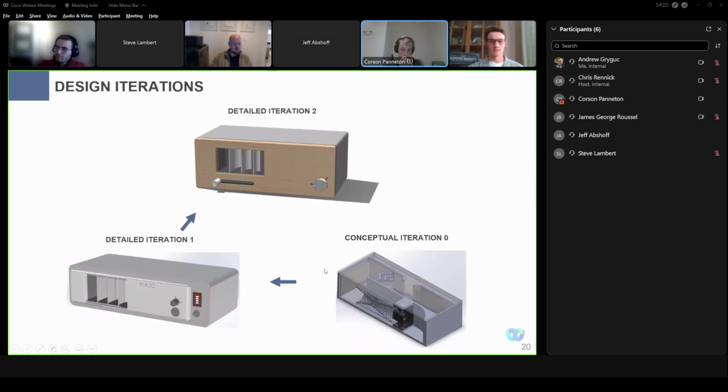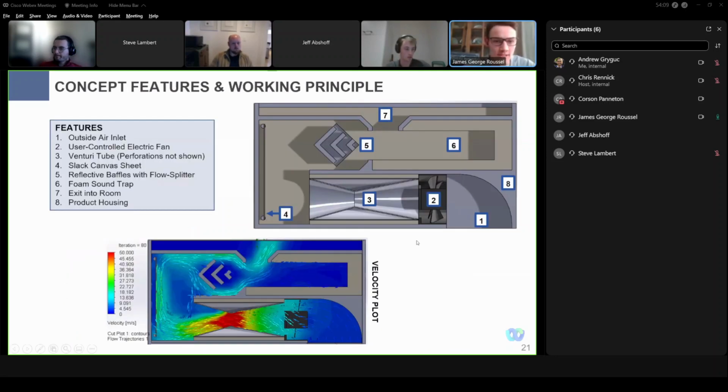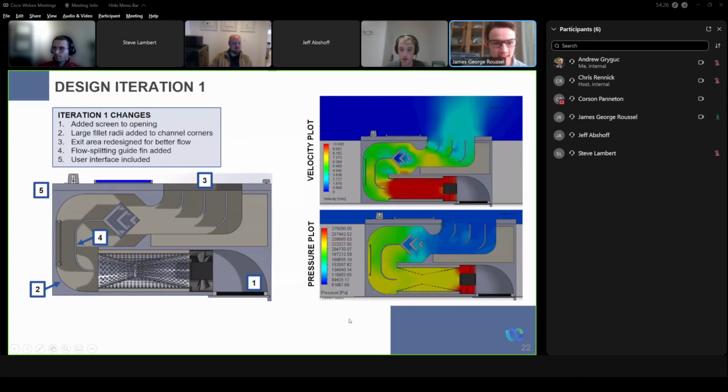So James, do you actually want to jump in here? Yeah, sure. I can just quickly fly through these. So yeah, now that we chose our design, we made some changes throughout to improve both flow and acoustics. Go to the next slide. I see we're at 3 o'clock now. Just quickly run through. So yeah, this was the initial one.